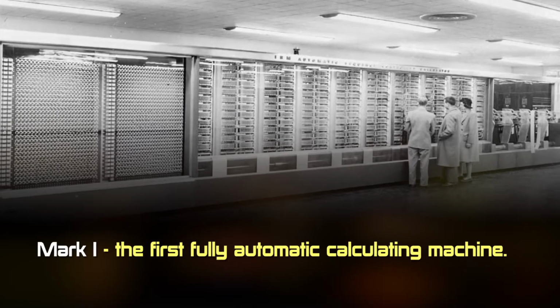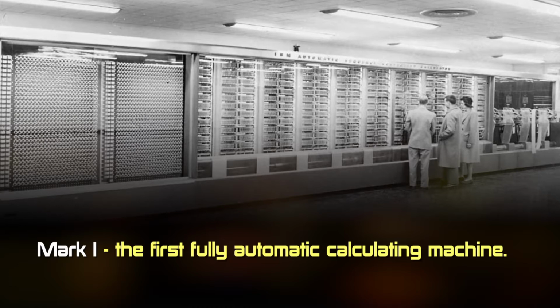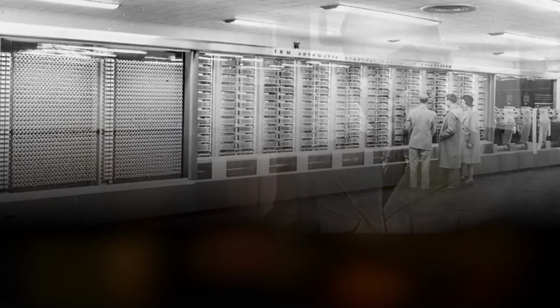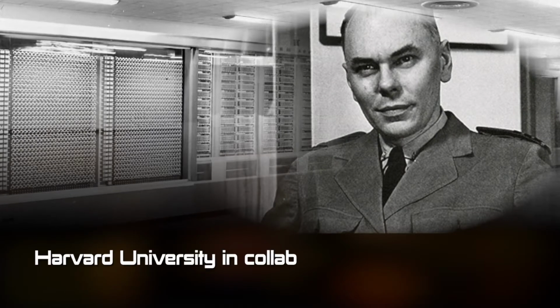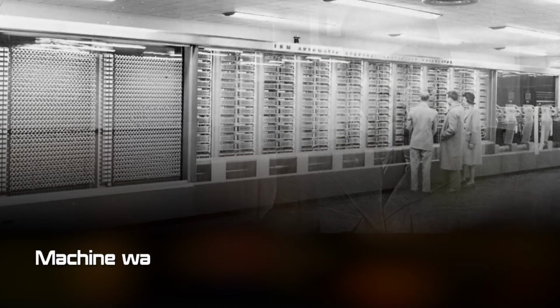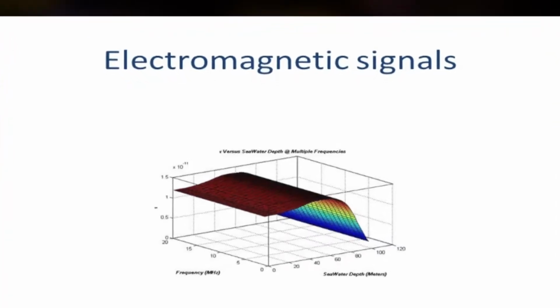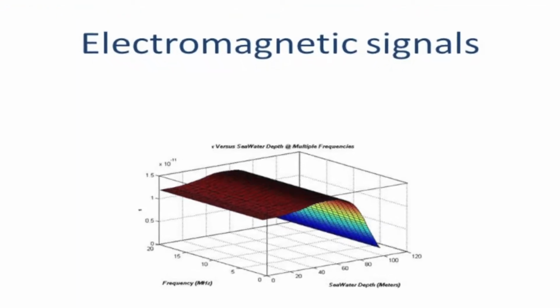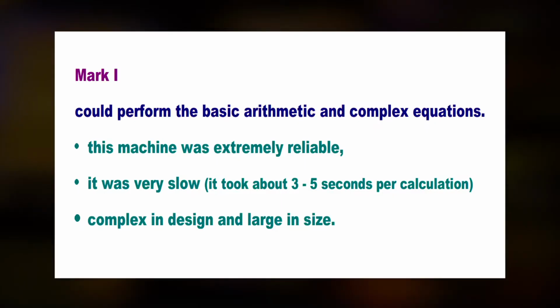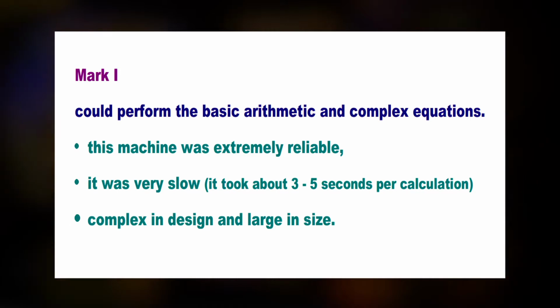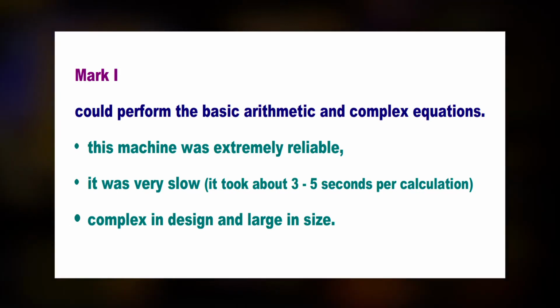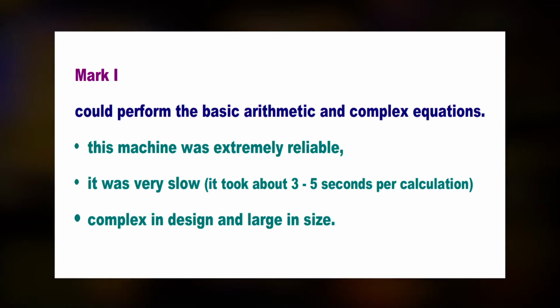Mark I was the first fully automatic calculating machine. It was designed by Howard Aiken of Harvard University in collaboration with IBM. This machine was an electromechanical relay computer. Electromagnetic signals were used for the movement of mechanical parts. Mark I could perform basic arithmetic and complex equations. Although this machine was extremely reliable, it was very slow. It took about 3 to 5 seconds per calculation and was complex to design and large in size.